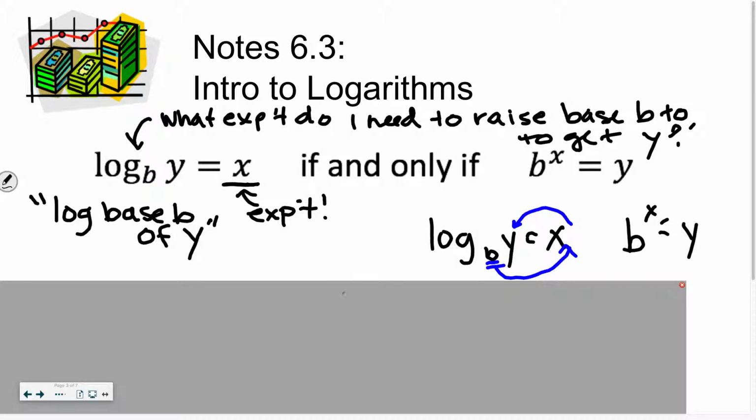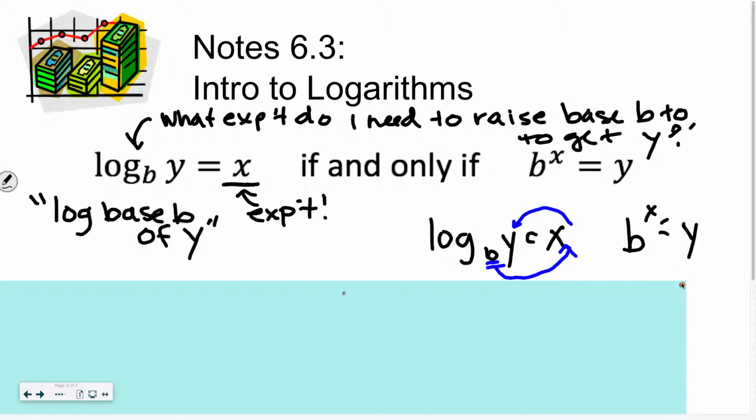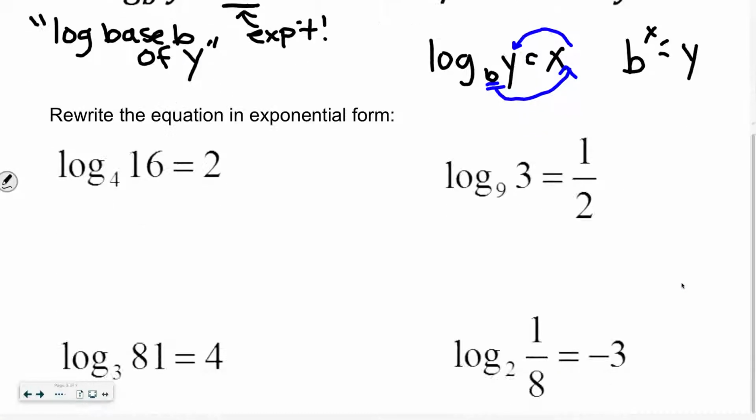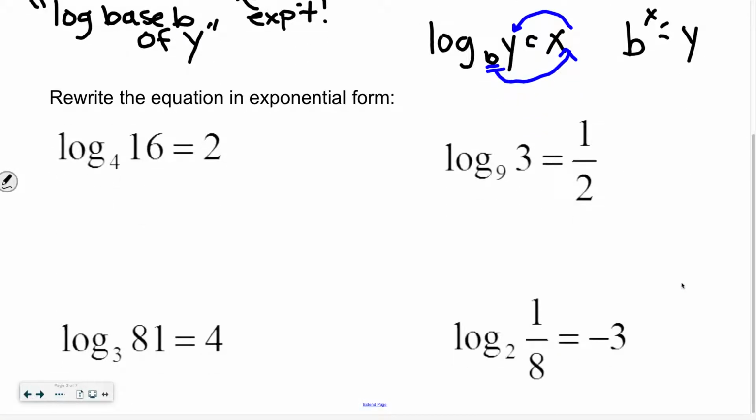Yep. So let's see, what does this mean then? We're going to get some equations that are already done for us. We're going to rewrite the equation in exponential form. So the first one is log base 4 of 16 equals 2. All of these things are true.